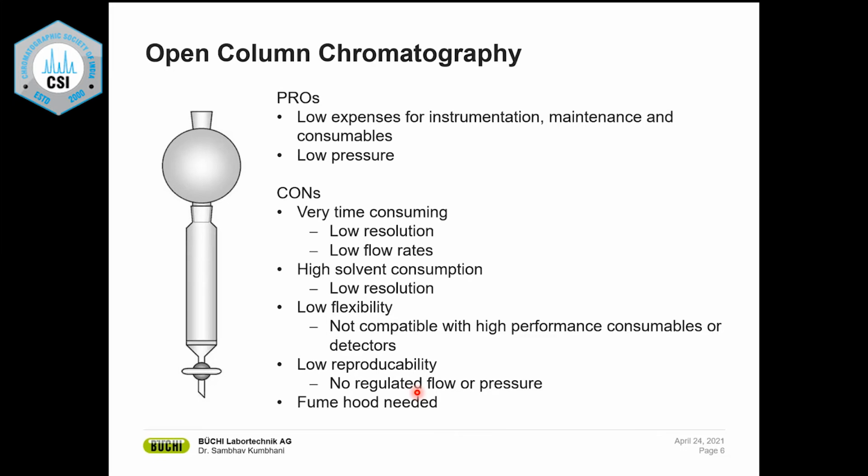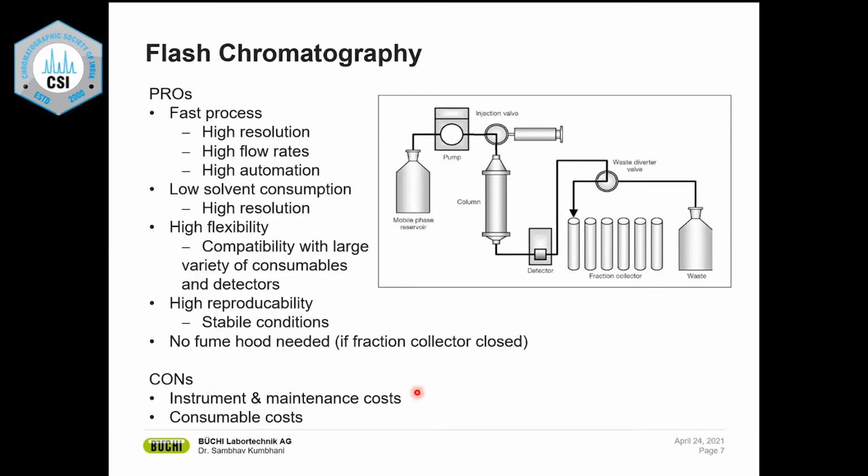And if you switch to a flash instrument, first of all, you get fast, quick resolutions, you get quick separation, you get good flow rates, you get good automation. The user is free. Once he has injected the sample, he's free to go do his work, and the instrument will do the separation for him. We'll talk more about this in a future talk. But yeah, the solvent consumption is significantly lower. It's extremely flexible. You can use different detectors. You can use different cartridges. There are lots of options you can choose to separate your compounds with, and it is extremely reproducible. And you don't need to be in a fume hood necessarily.